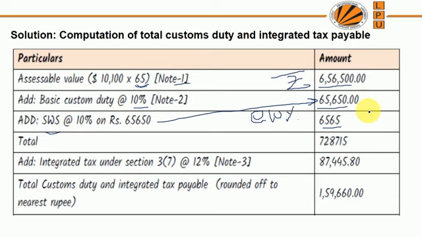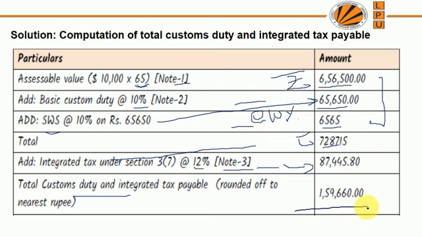Total of these three figures is 7,28,715. On this total value we are going to calculate integrated tax under section 3 subsection 7, which is given as 12%. In note 3 you can show the calculation. I cannot show it here due to less space. Then it comes to 87,445.80. Total custom duty payable is basic custom duty plus SWS plus integrated tax, which comes to 1,59,660 rupees. This value has been rounded off.